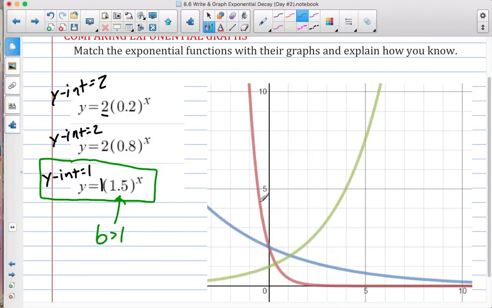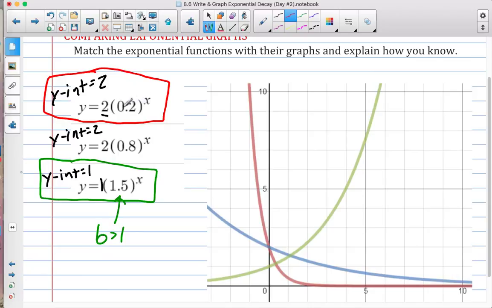Now I need to decide between this blue and the red. Well, the problem to start is that they're both decaying, and I can see that from their picture. They're both going downward. They're both getting smaller. Now I just need to look at which one is getting smaller quicker. I can see that this red one is getting smaller quicker. Because it's getting smaller quicker, it means that this one must be the red one, and the reason why is because I lose so much more.